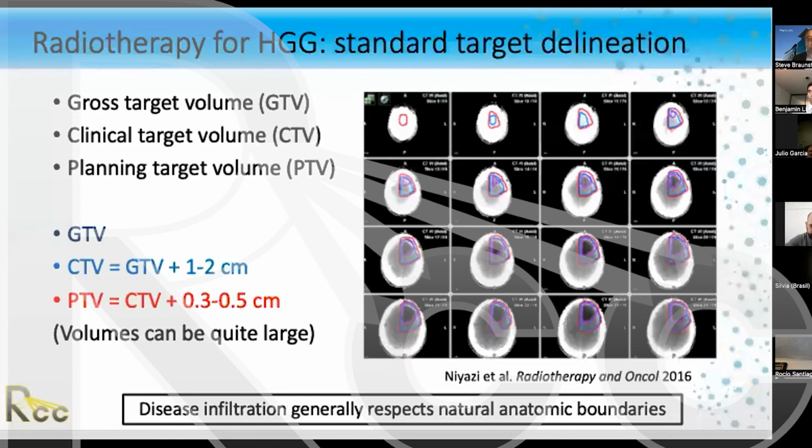Dr. Braunstein, we have a question here from one of our participants: would you change something in your contouring if you only had a biopsy, or if you had a gross resection that wasn't an R0 type of resection?